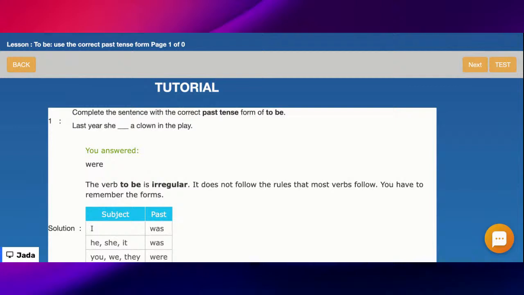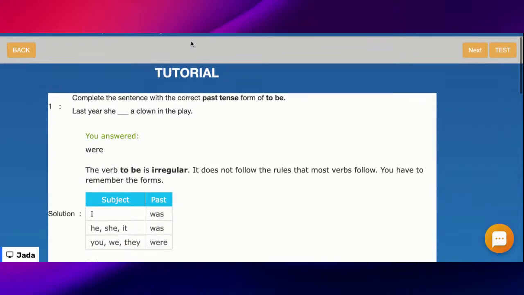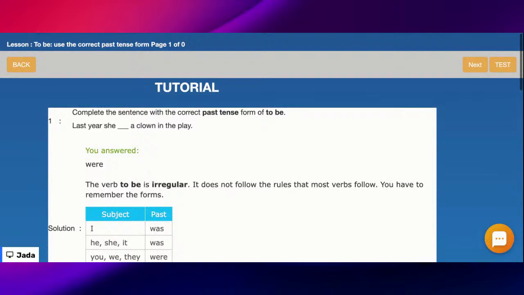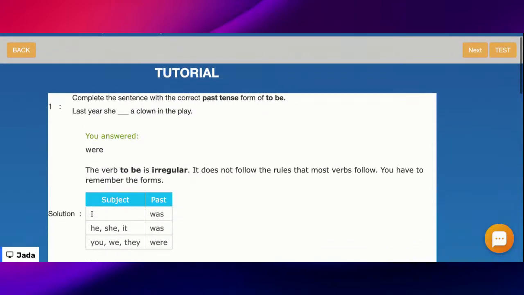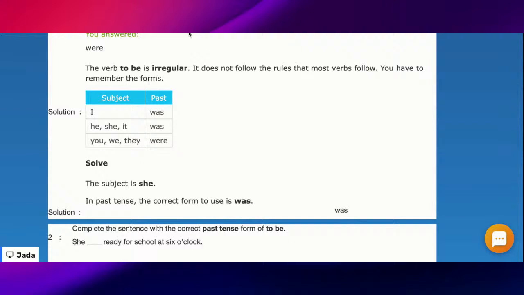Okay, so we move on to this one. Guessing you guys have no questions. So this one is the use the correct past tense form. The one we did was the present. So it says that the verb to be is irregular. Of course, we know that the verb to be is irregular. It does not follow the rules that most verbs follow. You have to remember the form. Okay, so that's normal. We have to be the one to remember it.